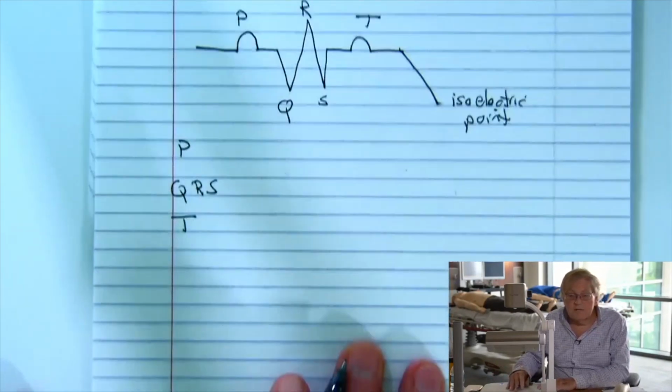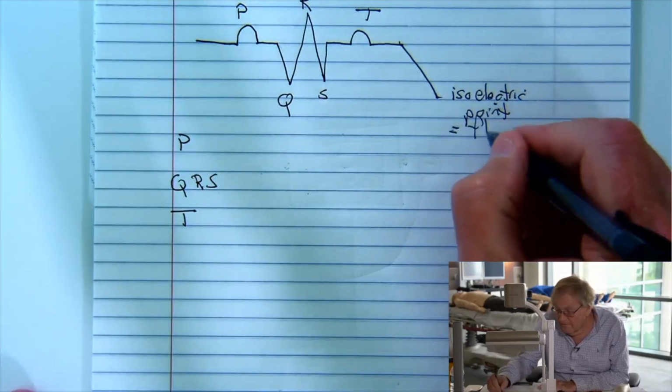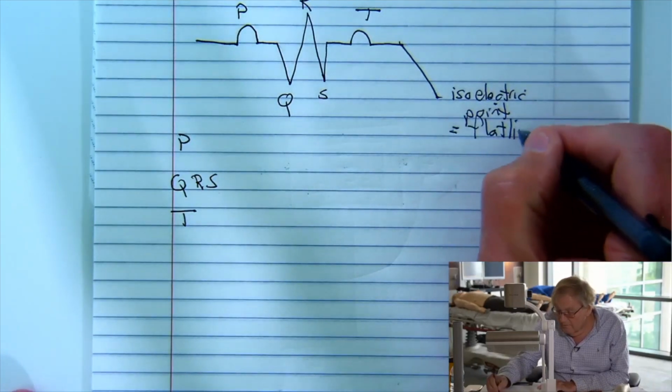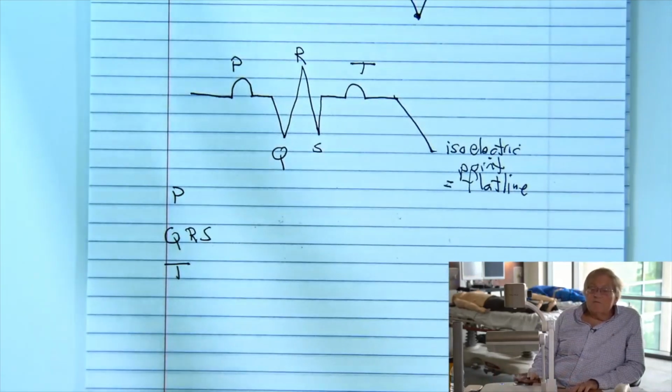And the isoelectric point is actually called the flat line. So if you stayed flatline for about 3 or 4 minutes, you wouldn't have to come back to class again because you would be dead. So kind of think you start out with an EKG with a flat line.